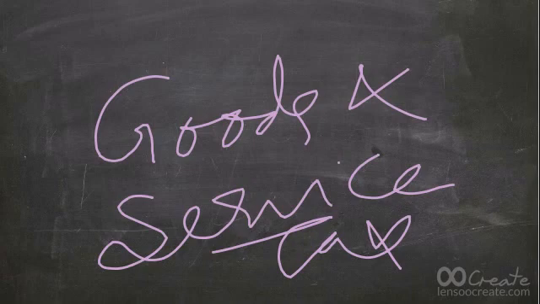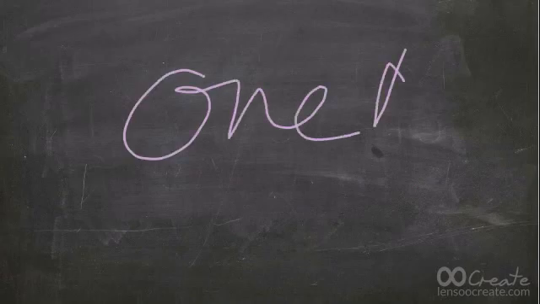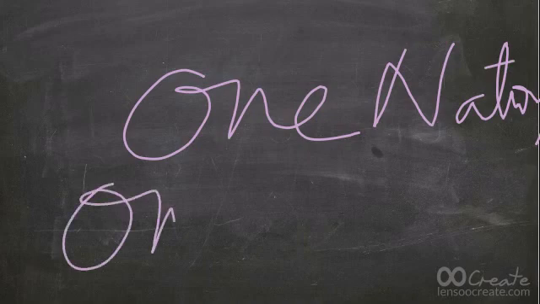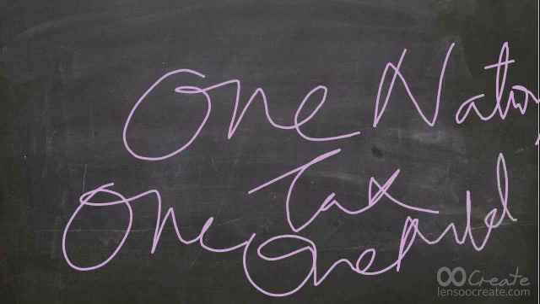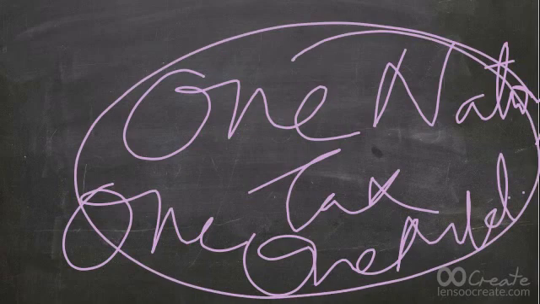GST is a single, unified, indirect tax system which aims at uniting India's taxation structure into a one nation, one tax, one market regime. So that's the ultimate motto of GST: one nation, one tax and one market. The ultimate aim of GST is to convert India into such an economy.